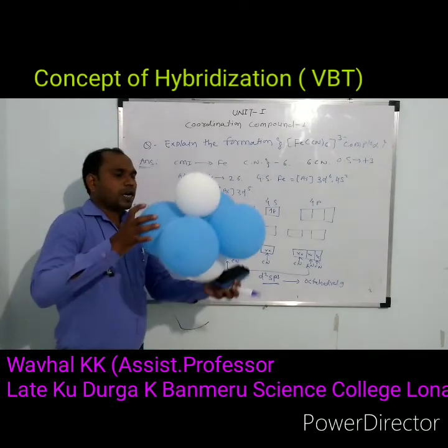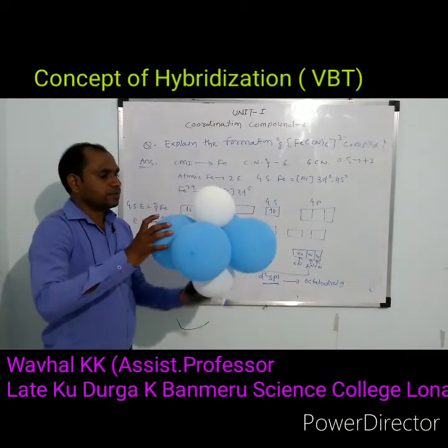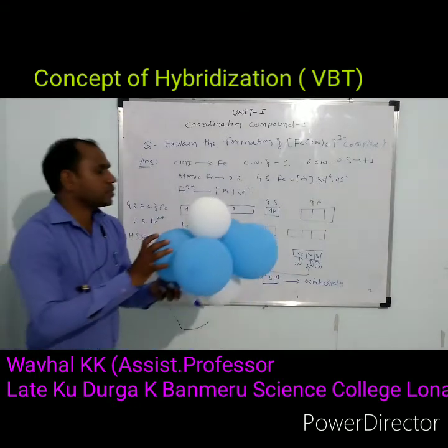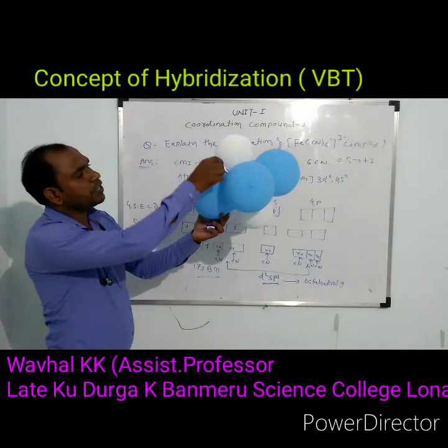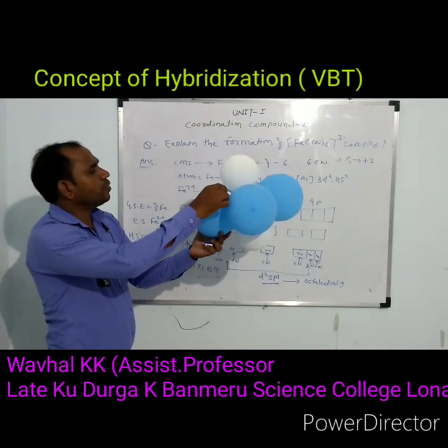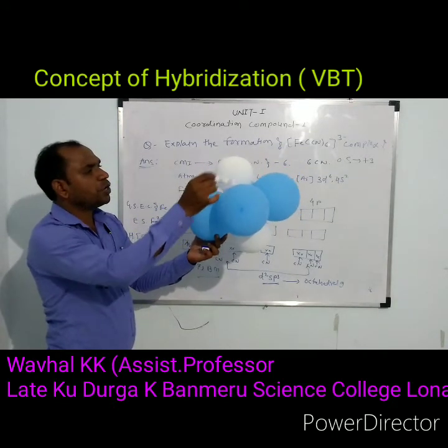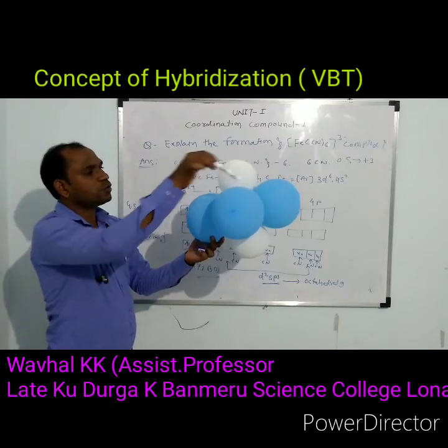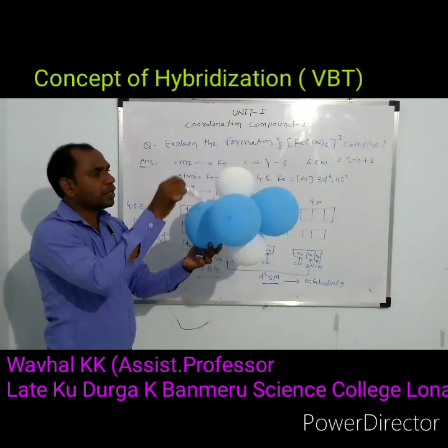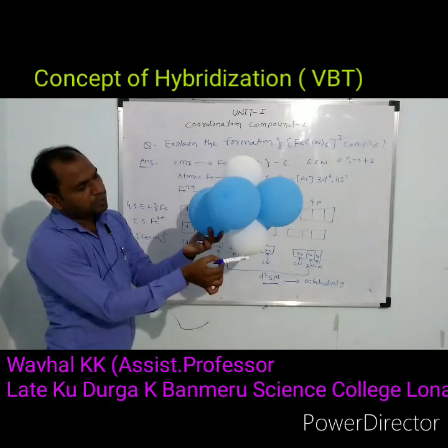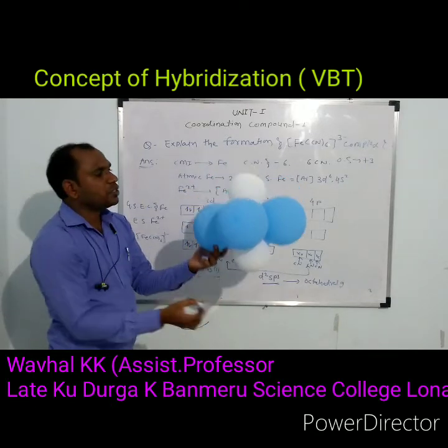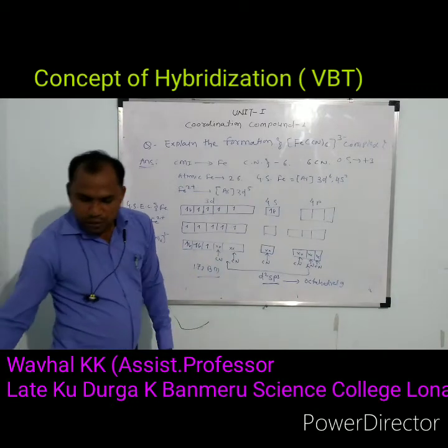This is the structure of octahedral complexes. In this structure, the Fe atom is here, then 4 CN ligands, 1, 2, 3, 4. The 4 CN ligands are present on the plane. One of the CN ligands is present above the plane, and one is below the plane. In this way, draw the structure.